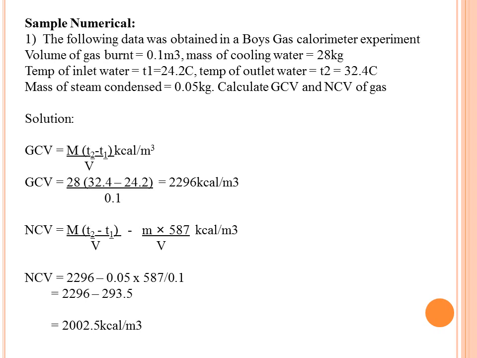We have the formula: GCV is equal to capital M into T2 minus T1 upon V. This will come in terms of kilocalorie per meter cube. In some books, in place of capital M, W is also given. Then the NCV is GCV minus small m into 587 upon capital V. We can put in the values and then we will get the result for GCV and NCV.